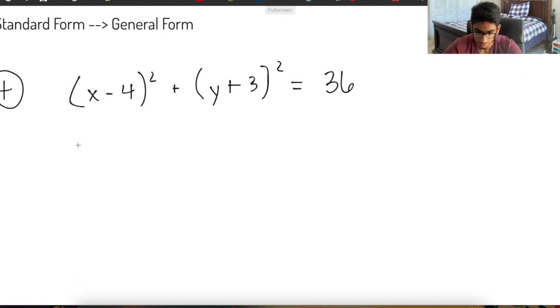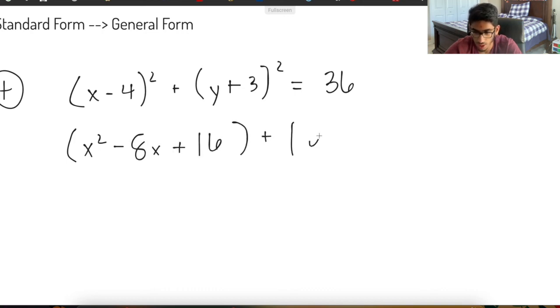And so the first thing we would do is to factor everything out. So for this, we would do x, and so this right here is x minus 4 squared. And so we can distribute that, and it would be x squared minus 8x plus 16, and plus y squared plus 6y plus 9 equals 36.